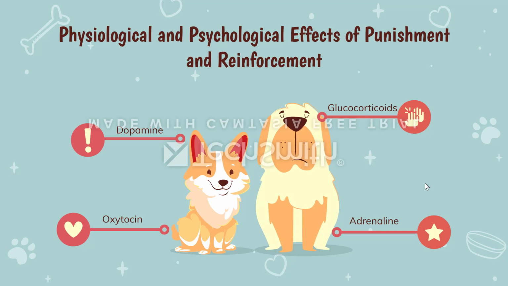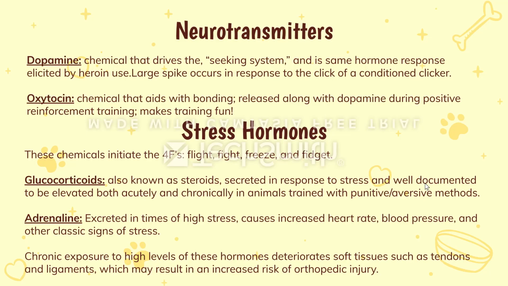All right, so we're going to talk about the psychological and physiological effects of punishment and reinforcement. So when we're using operant conditioning, and really just in life in general, we have some chemicals at play here. Primarily, these are dopamine and oxytocin, our feel-goods, and our glucocorticoids and adrenaline, which are our feel-bad, feel-upset hormones. So dopamine and oxytocin are neurotransmitters.